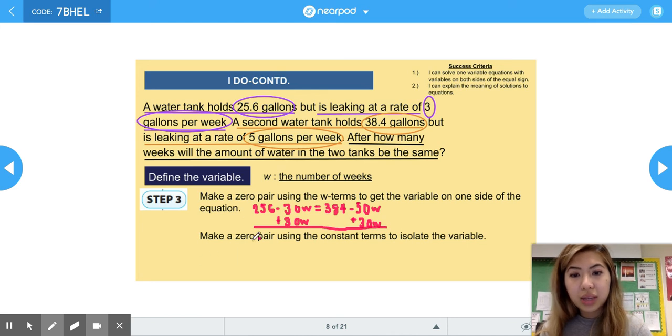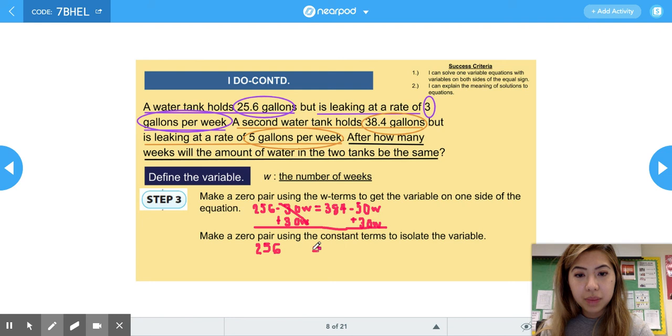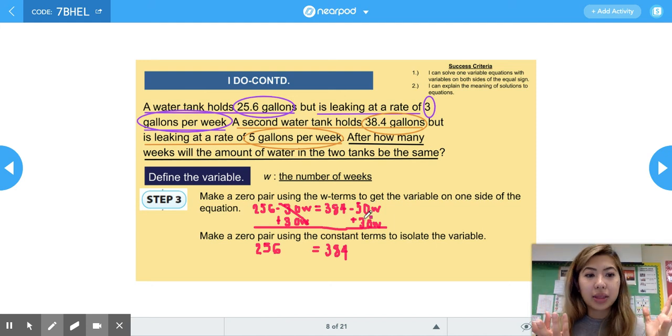And so that leaves us with 256. Negative 30w plus 30w makes 0, so that's our zero pair. And then we have 384. Negative 50 plus 30, the signs are not the same. Negative 50 is negative, 30 is positive.